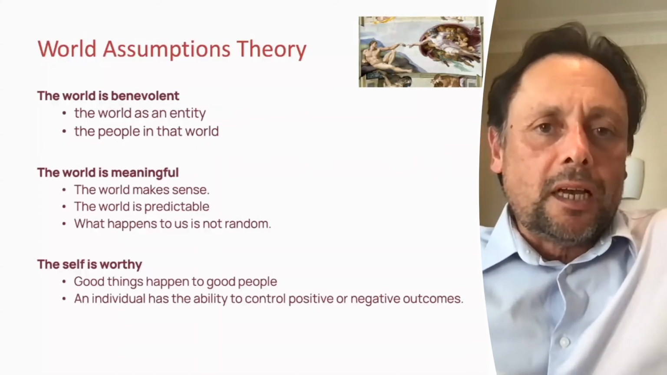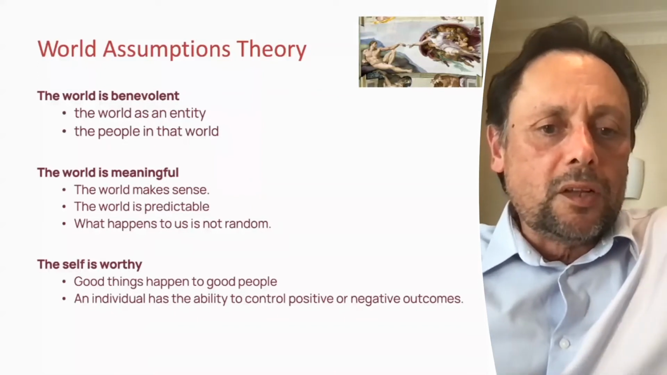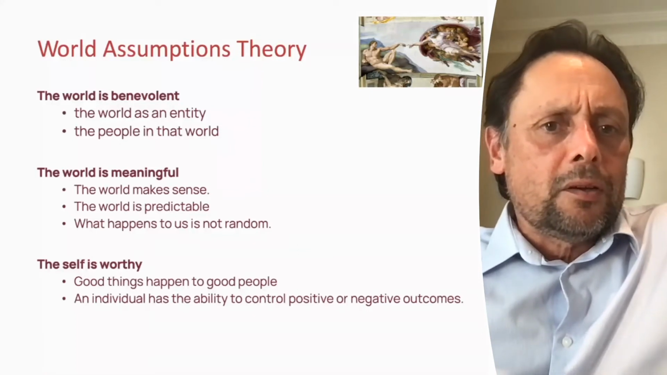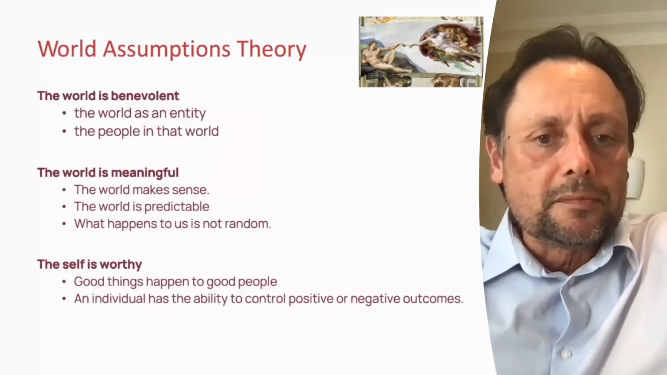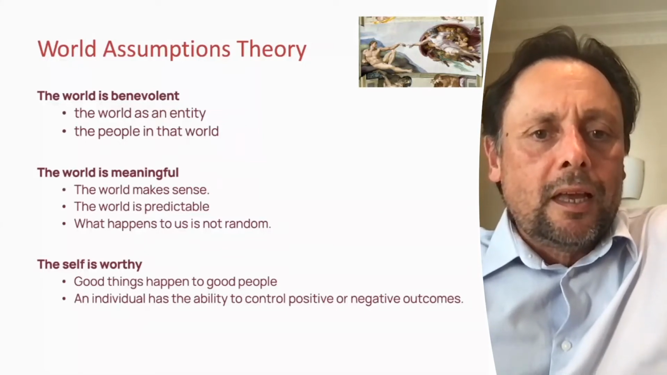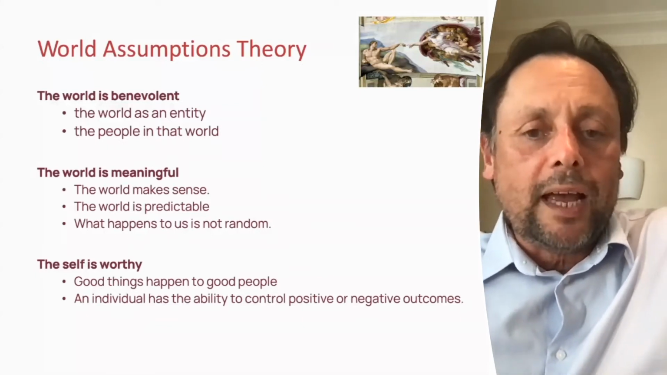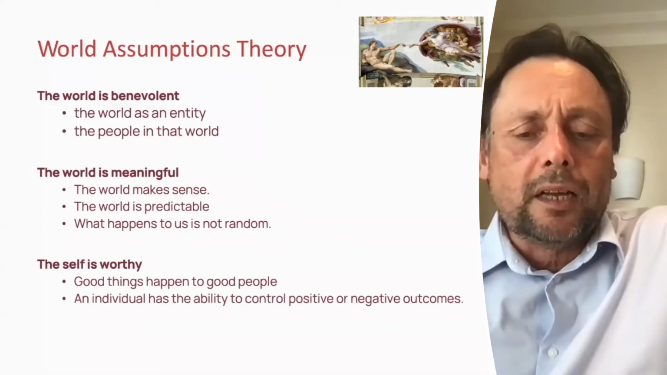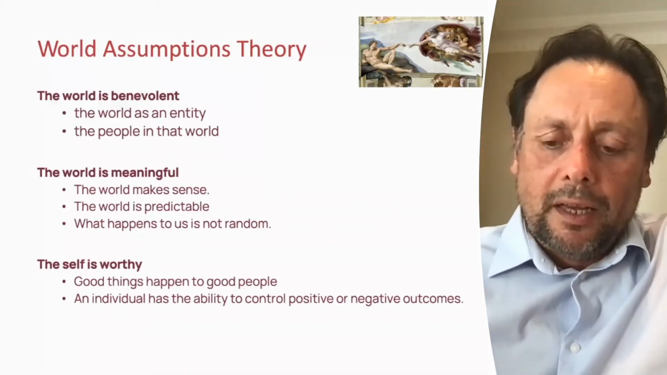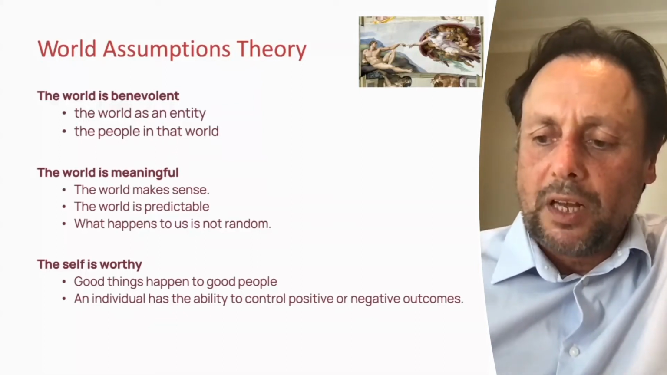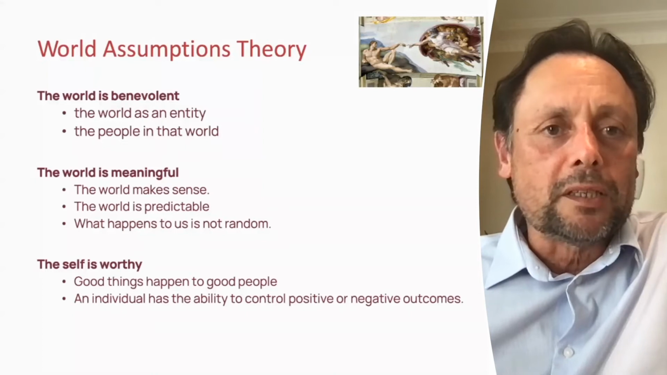The three assumptions identified according to this theory are that the world is benevolent, the world is meaningful, and that oneself is worthy. Breaking these down, the world is seen to be benevolent both in terms of the general world, but also the people around us. In terms of meaningfulness, the world makes sense. It's predictable, and to a certain degree, what happens in the world is a function of how we operate within the world. This leads to a general notion that good things happen to good people, and an individual has the ability to control his destiny. These are ideas that fit with a positive culture, and are not unreasonable expectations in the world without major events.